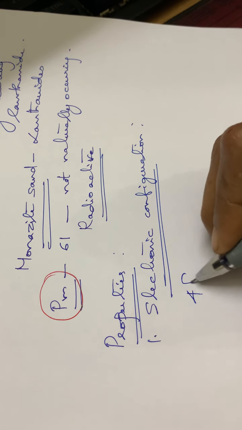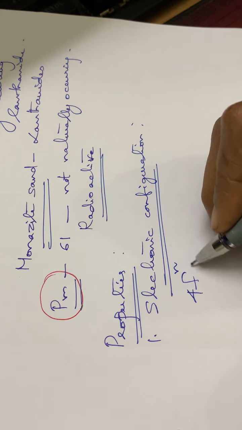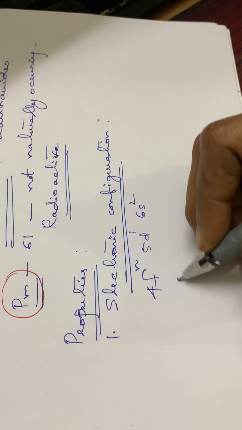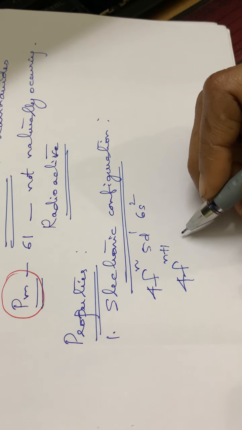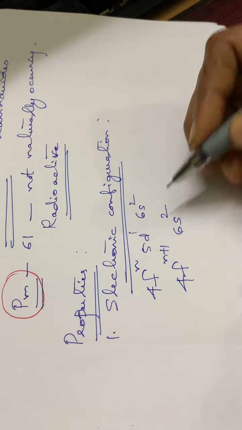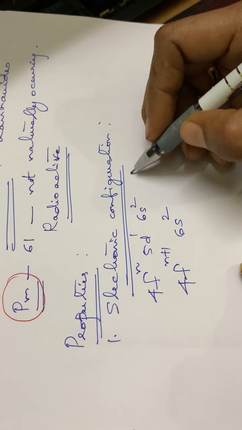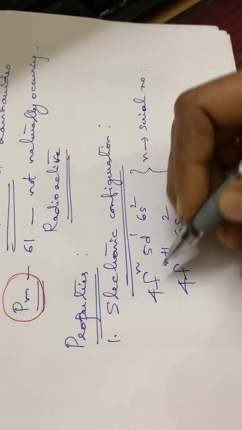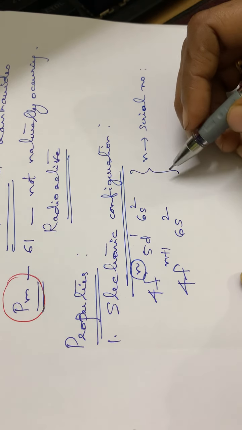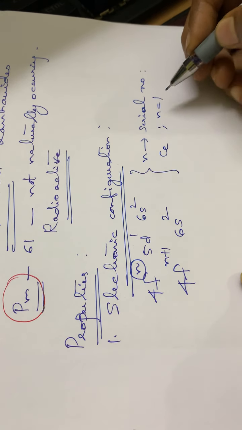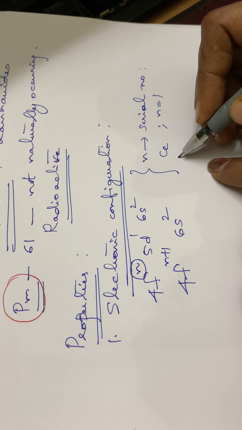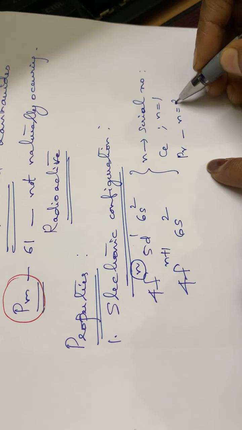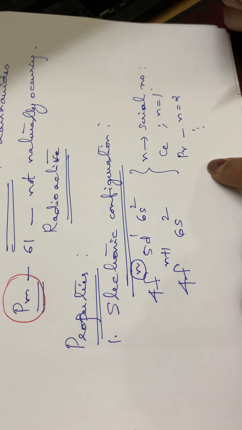Usually the electronic configuration is 4f^n 5d1 6s2. This is the general electronic configuration, or it can be 4f^(n+1) 6s2. Here n is the serial number. For cerium, n is equal to 1. For praseodymium, n is equal to 2, and like that it goes on.